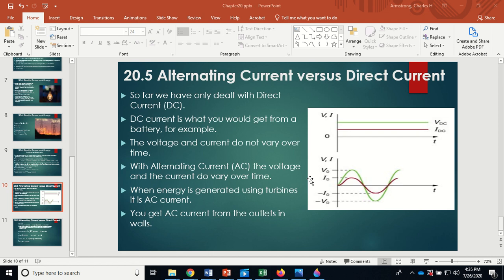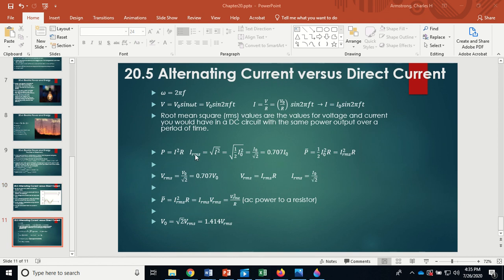Okay. So root mean square, basically it's either I0, the maximum current in an AC circuit, divided by the square root of 2, which is the same as 0.707 I0. So you take the maximum current you get in an AC circuit and either divide by the square root of 2 or multiply by 0.707.